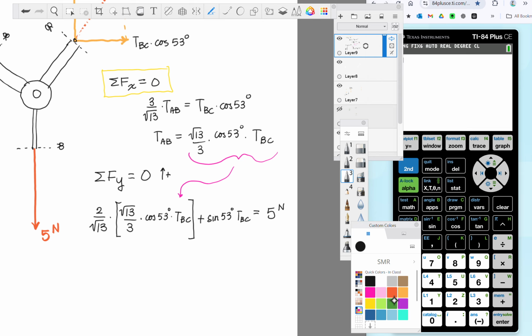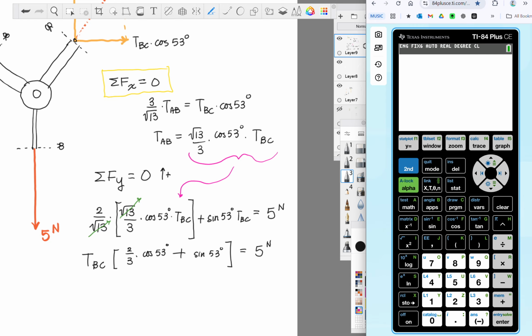And one of the nice things about using these ratios is a lot of times your radicals will cancel out, and they did in this case. I'm going to factor out TBC, just thinking ahead to my calculator operation. So I'm going to have 2/3 times the cosine of 53 degrees plus the sine of 53 degrees. Okay, factor out TBC, set that equal to 5 newtons.